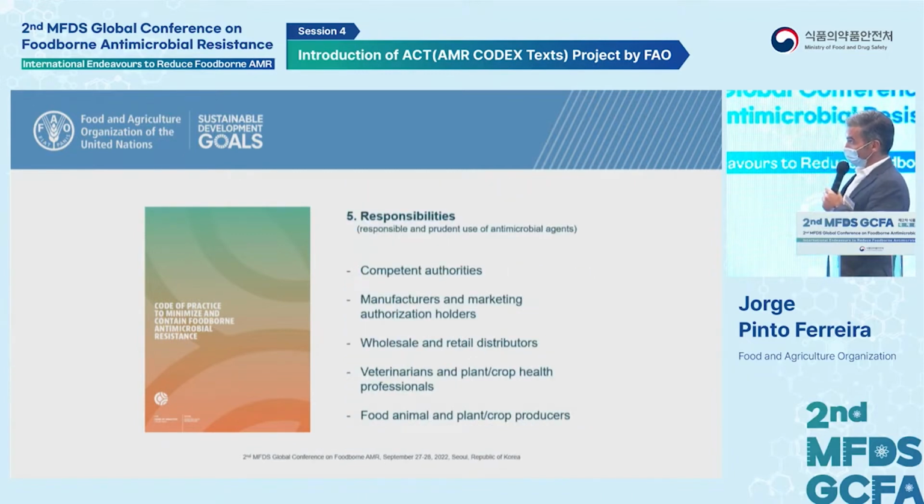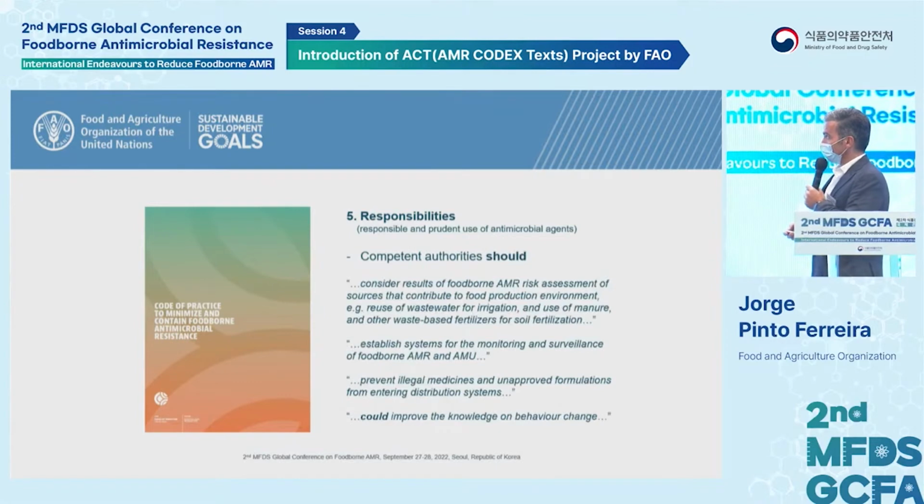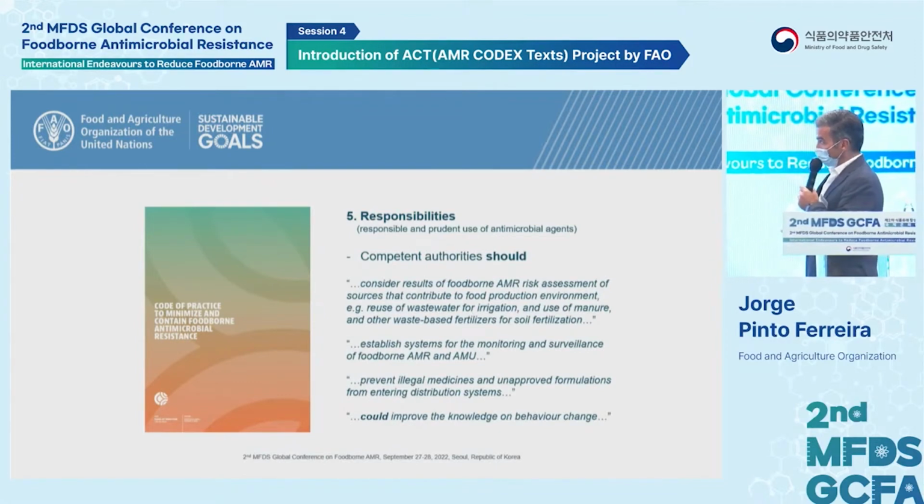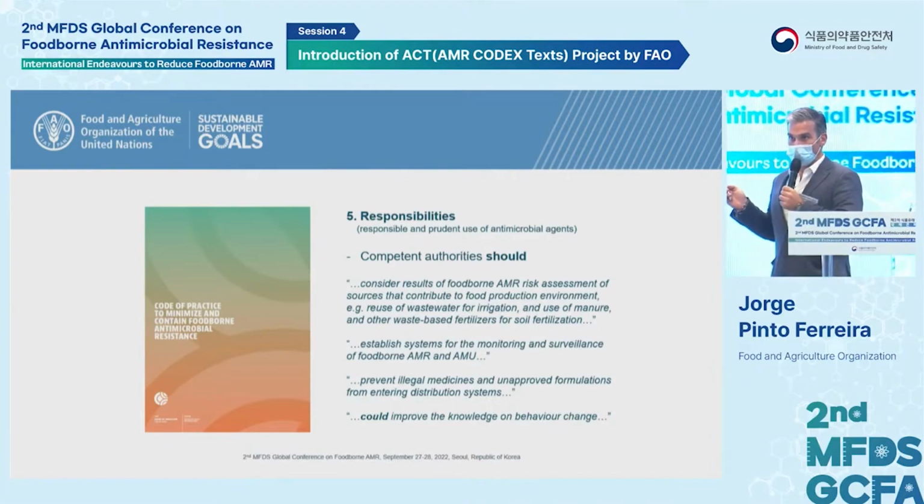In terms of responsibilities, as I said, this is the longest section of the code of practice, and it is divided by the different stakeholders, from the responsibilities of competent authorities to food, animal, and crop producers, including veterinarians, distributors, and manufacturers of antimicrobials. And again, the word "should" is there. For example, competent authorities should consider results of foodborne AMR risk assessment of sources that contribute to the food production environment, for example, the reuse of wastewater for irrigation or the use of manure. This is a very common problem on farms.